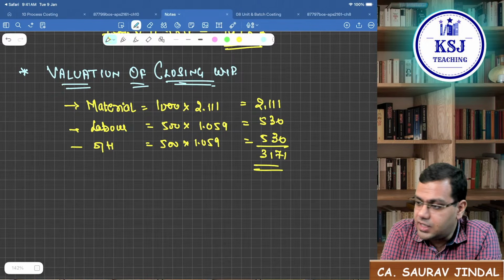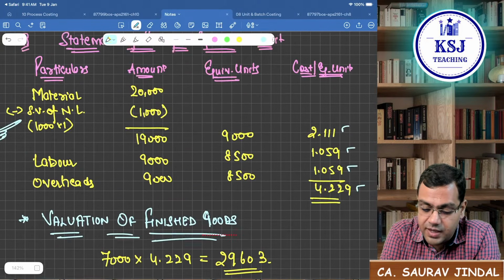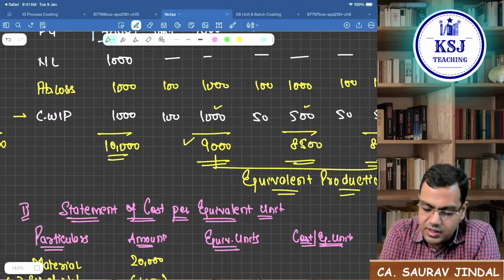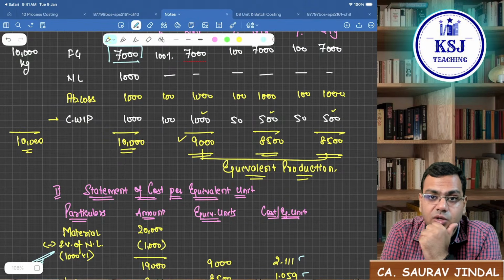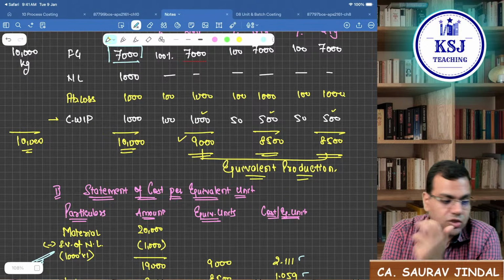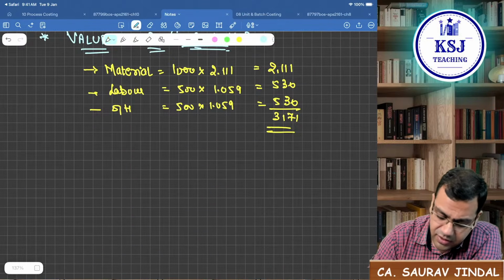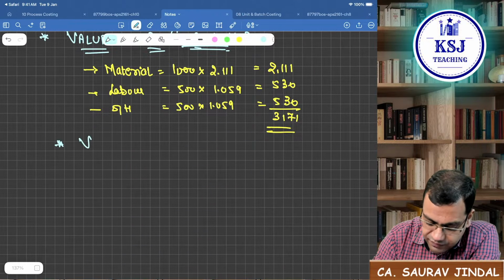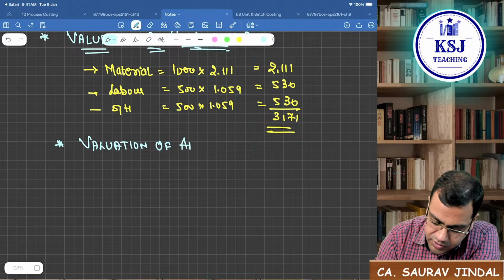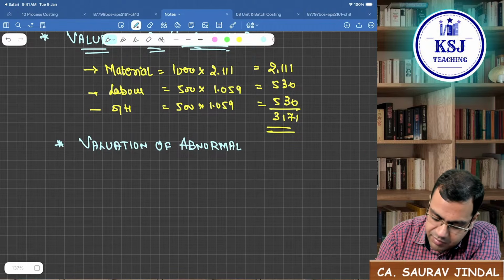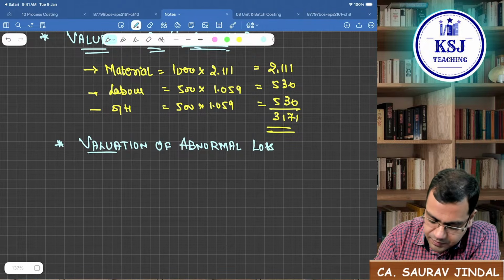Similarly, now we will do the valuation of abnormal loss. Obviously, sir, abnormal loss valuation, we have to take it to the costing P&L. So you will have to value the abnormal loss also. So the third thing that you have to do is valuation of abnormal loss.